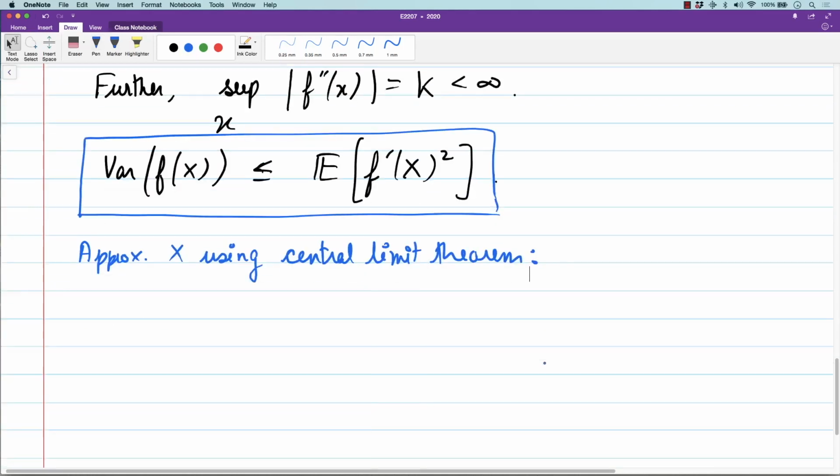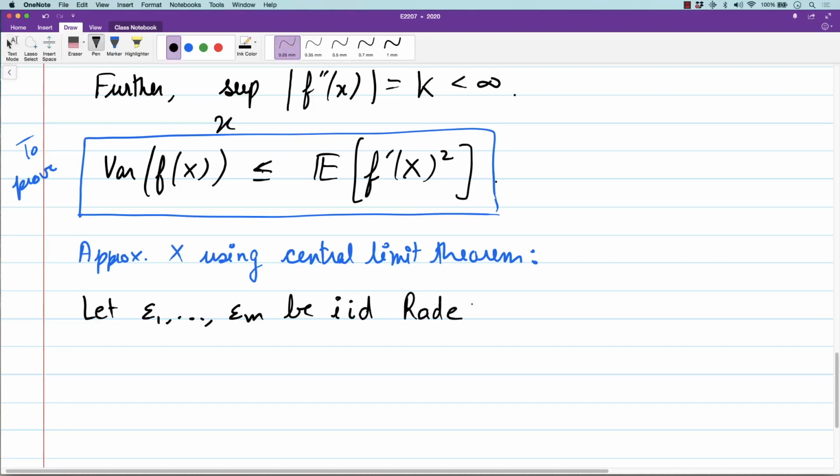How do we do this? Oh, by the way, this is something we have to prove. That's what we are proving now. So how do we do that? So let epsilon 1 to epsilon m be independent and identically distributed Rademacher random variables.